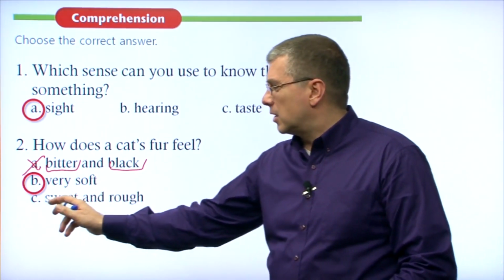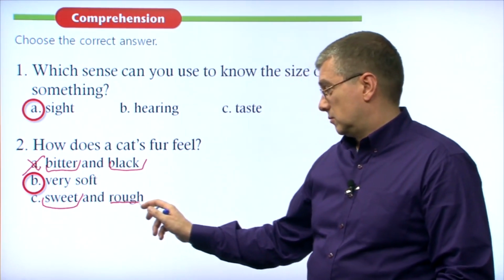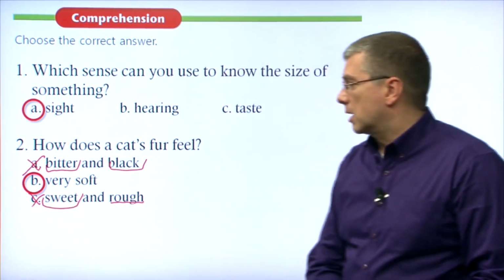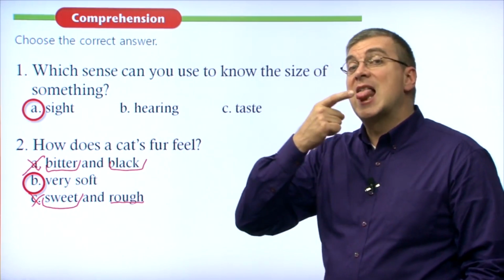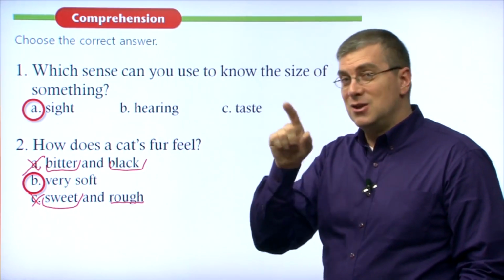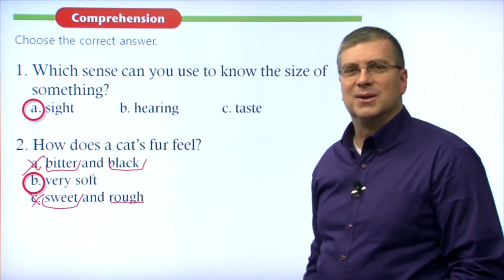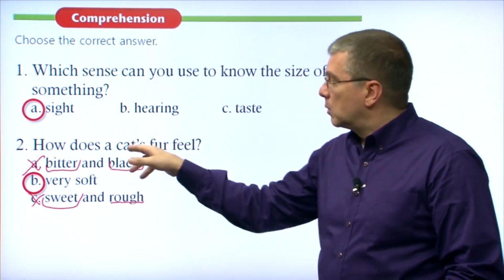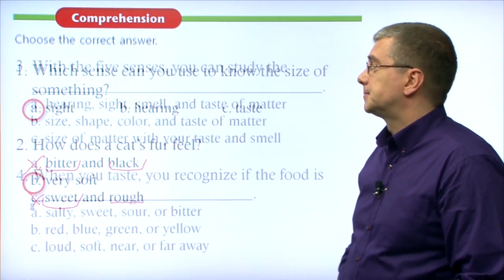C, sweet? No, sweet has to do with taste. And rough. Rough is a type of feel, but sweet doesn't fit, so obviously that's wrong. It could be rough. If you want to know how a cat's tongue feels, put your finger on your cat's tongue. It's very, very rough. But again, you'd be using your sense of touch. How does it feel? But we're talking about fur here. Fur is very soft. Okay, let's move on.